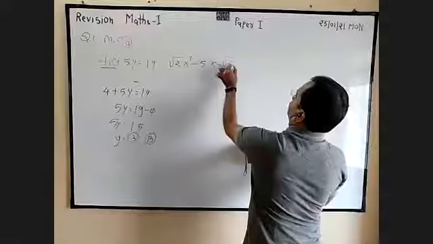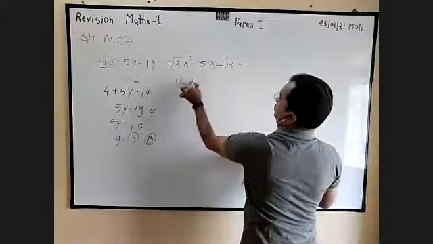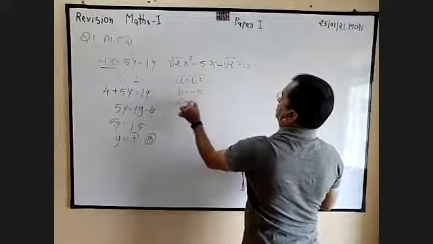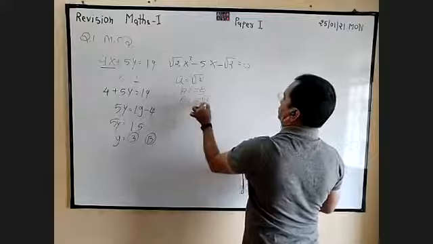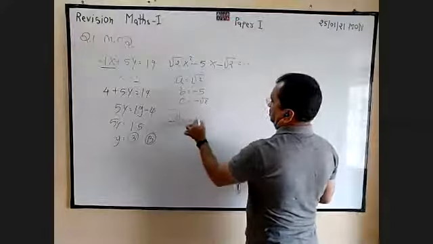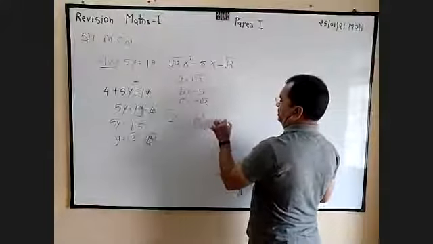Minus root 2 is equal to 0. So A is equal to root 2, B is equal to minus 5, C is equal to minus root 2. So discriminant is equal to B square minus 4AC.